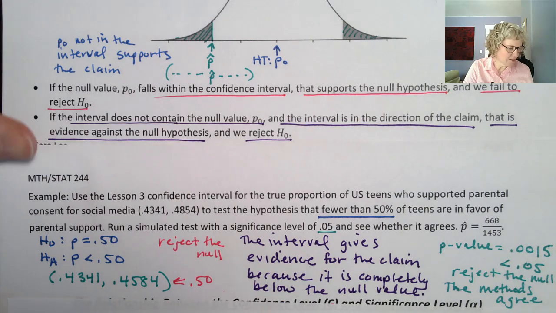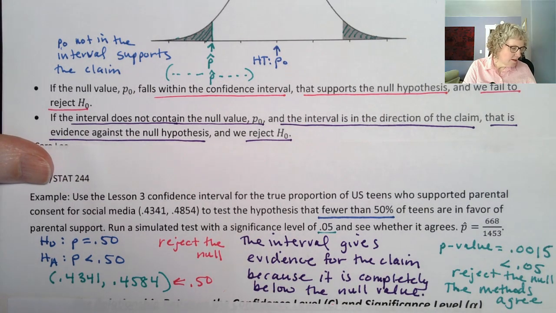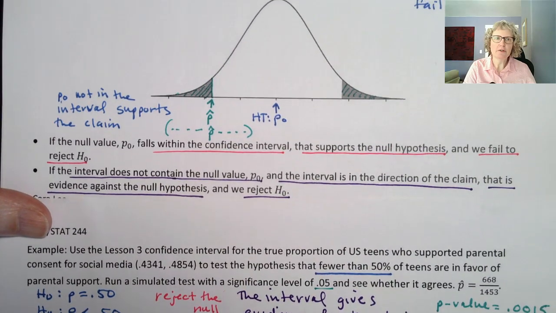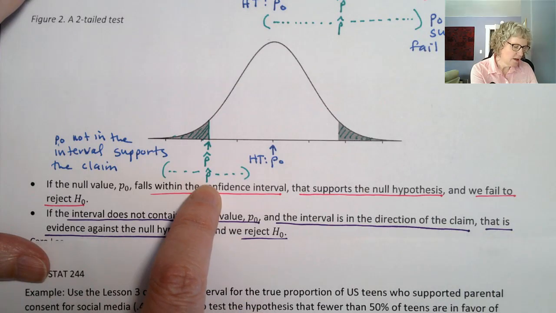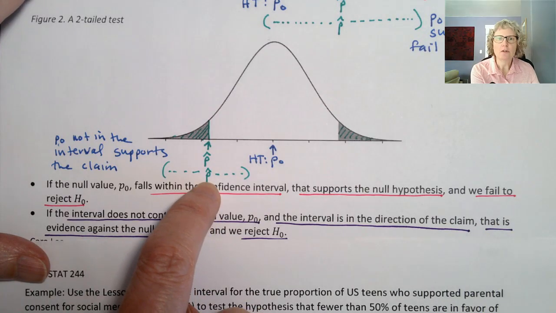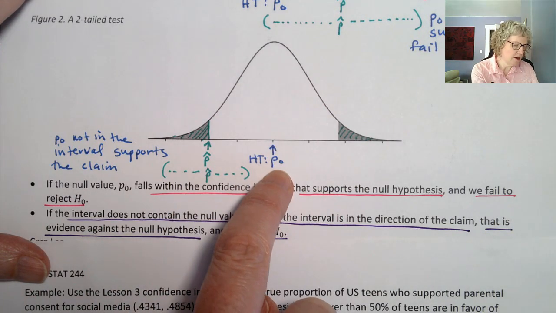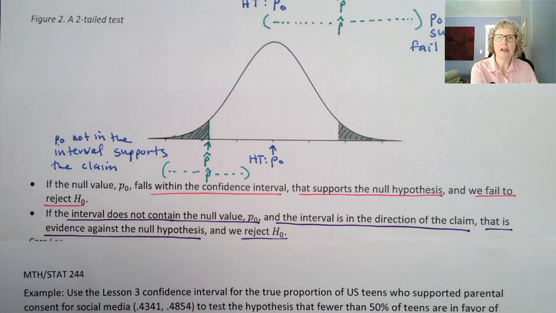The reason they might disagree sometimes is because we have different standard errors. Remember how I said the standard error on the confidence interval is based on p-hat. The standard error for the hypothesis test is based on the null value. So the standard errors give us slightly different widths, and the results might be slightly different.